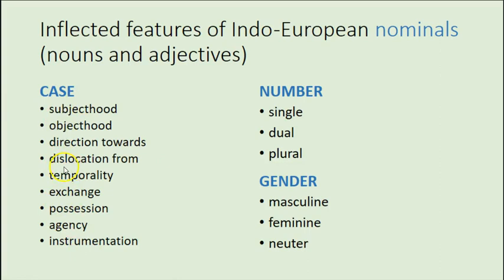For nouns, not just for pronouns, we also have case endings that differ for number and gender. So for a single noun, you might multiply this by this by this, and that will tell you how many different forms of a single noun there could potentially be.